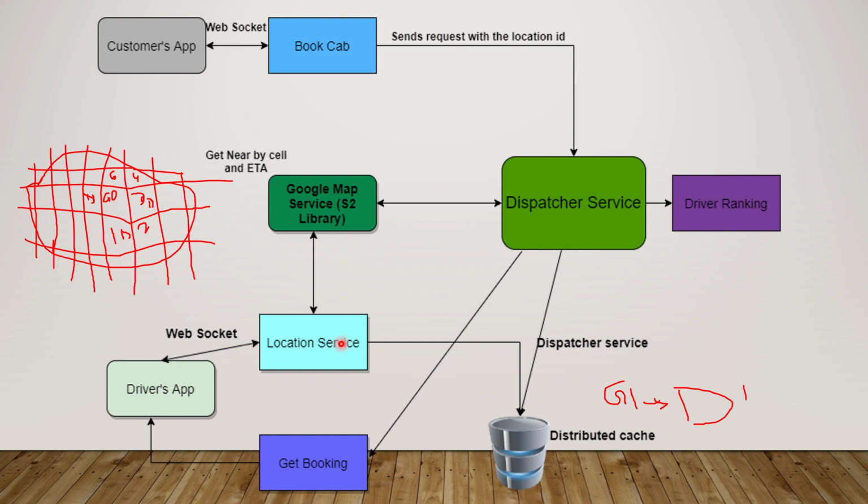So what the location service will do here is it will get the driver's location, go to the Google Maps service, and get the grid number from it. Location X means that the driver will be sending his latitude and longitude to the location service. So this location service will request Google Maps asking what the grid number is for this latitude and longitude, and that will be persisted in the distributed cache here. That is how the location service should work in my opinion.